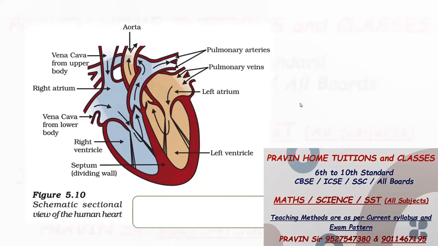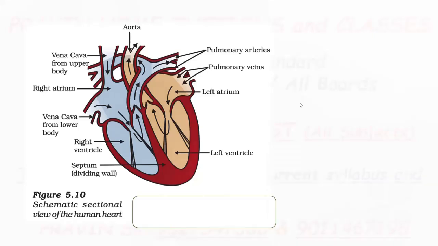Now, since the ventricles have to pump the blood, they have thicker walls than the atrium. The atrium has thinner walls. The valves should work properly so that blood cannot flow backward.